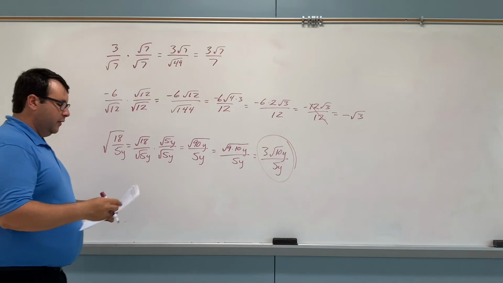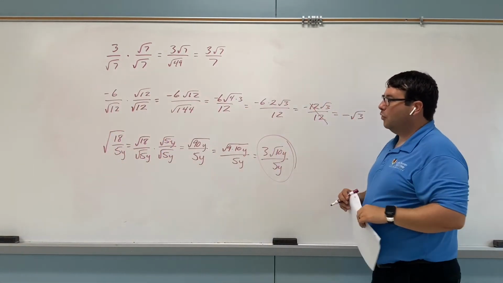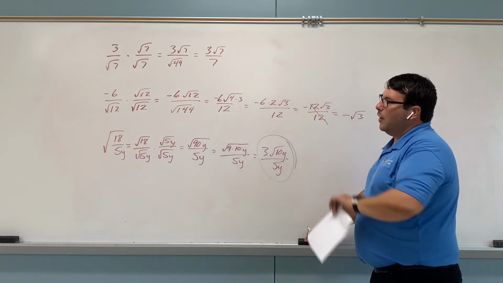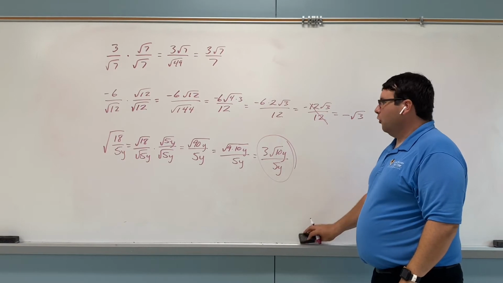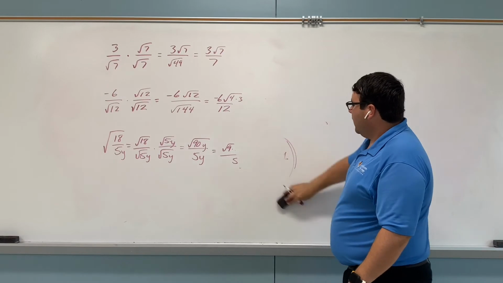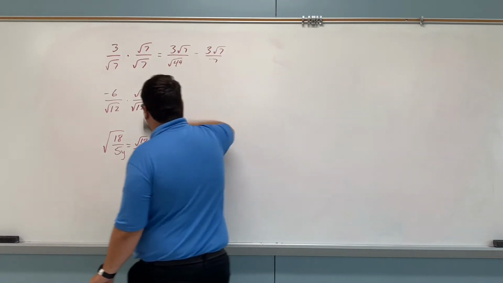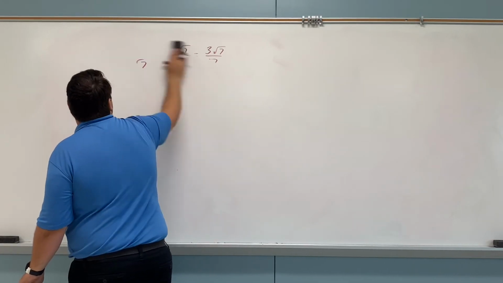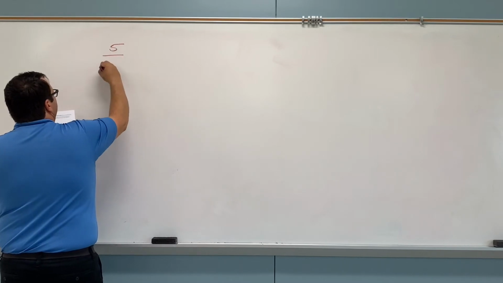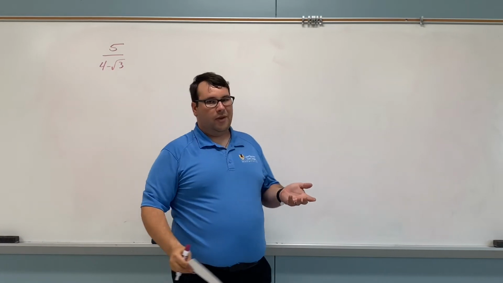So rationalizing the denominator, especially with a monomial term, meaning just a single radical in the denominator, is pretty simple. Now, what if you get a binomial? What if you get something like this next problem, where you have 5 over 4 minus the square root of 3? Well, here's the problem.